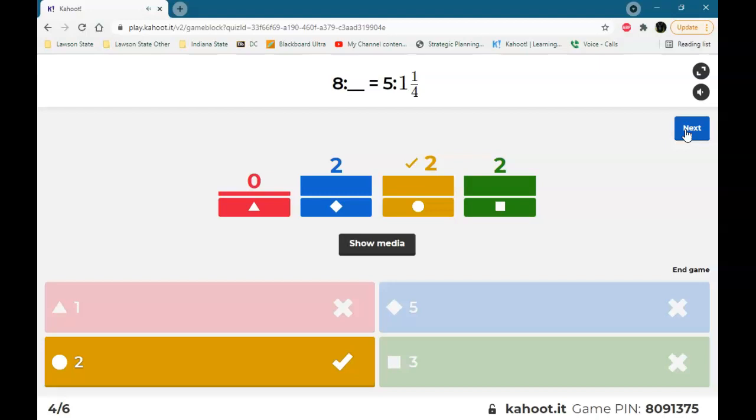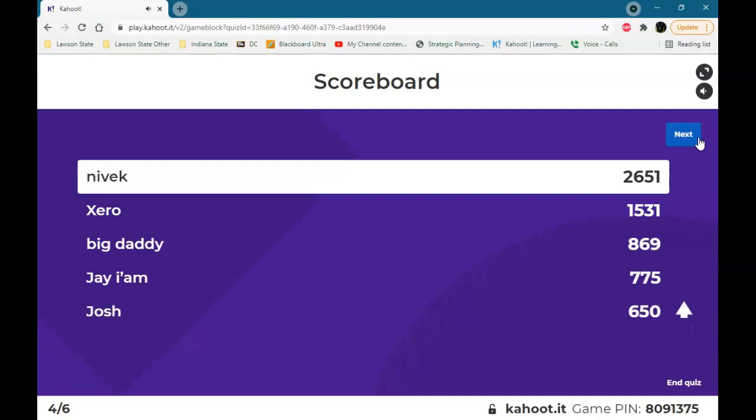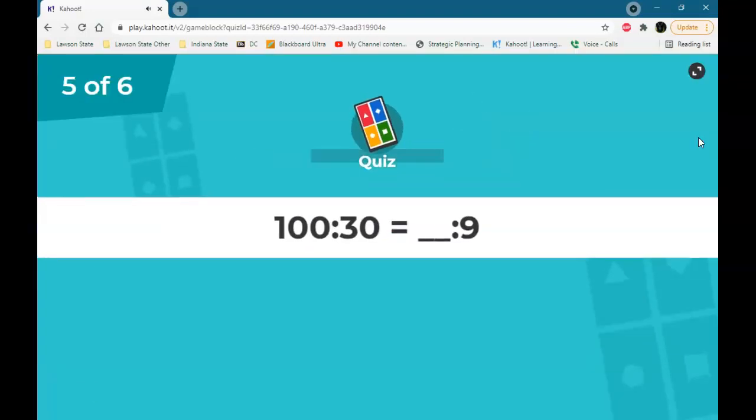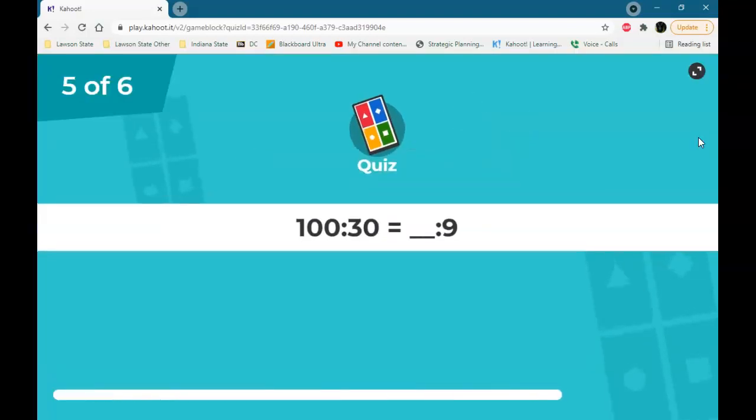The answer is 2. And we'll discuss how you find that, but essentially you would multiply 8 times 1 1/4 and then divide by 5. I'll show you all the technique on that just a little bit better in a few minutes. All right, what about this one?